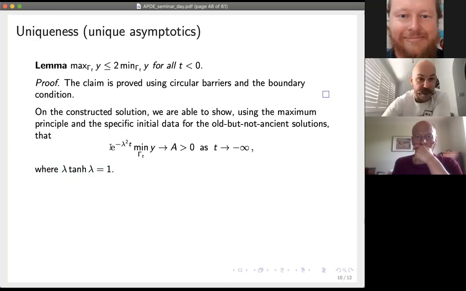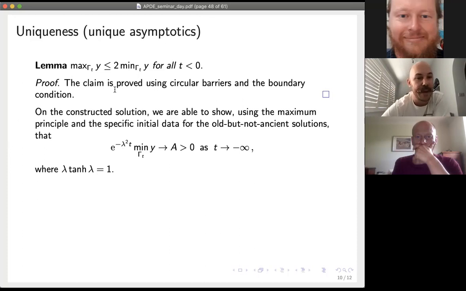The lowest value of the height actually converges to a limit, which is going to be very important. So this actually converges to a limit. This takes a little bit of work. It's not too bad though. On the particular solution that we've constructed.